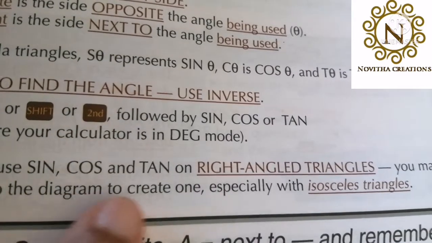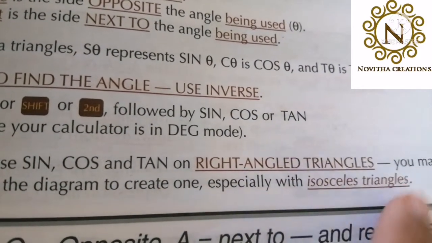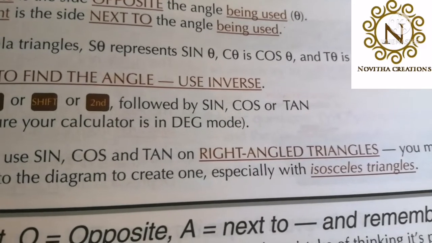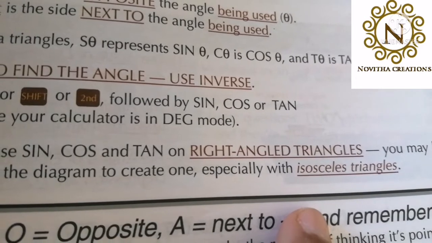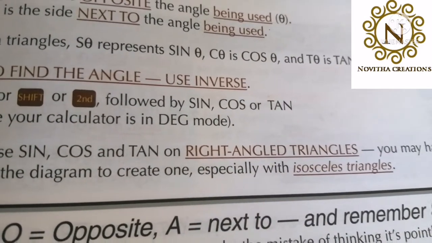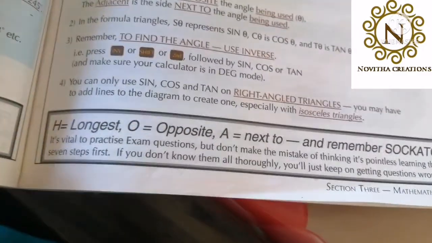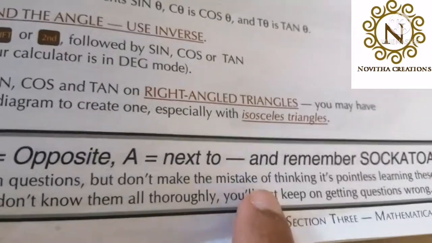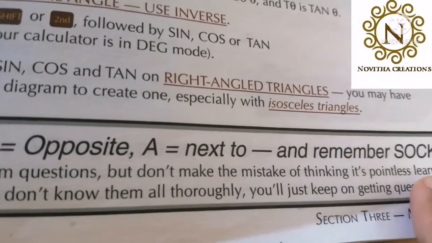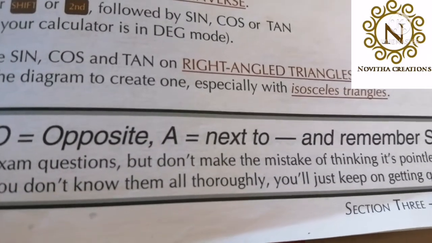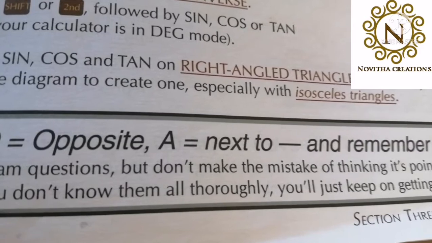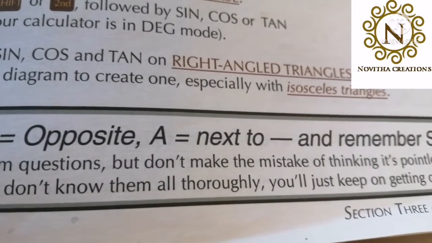You can only use sin, cos, tan on right angled triangles only. Add lines to the diagram to create one, especially with isosceles triangles. H means hypotenuse, the longest side. O means opposite, and remember SOH, CAH, TOA, to solve our trigonometry problems.